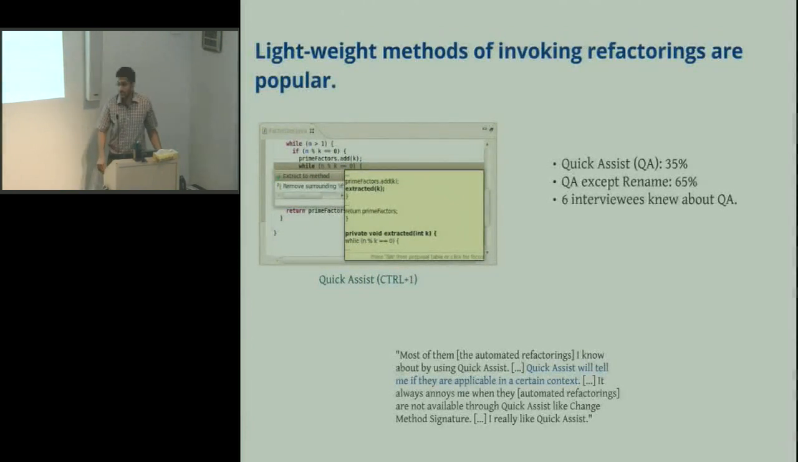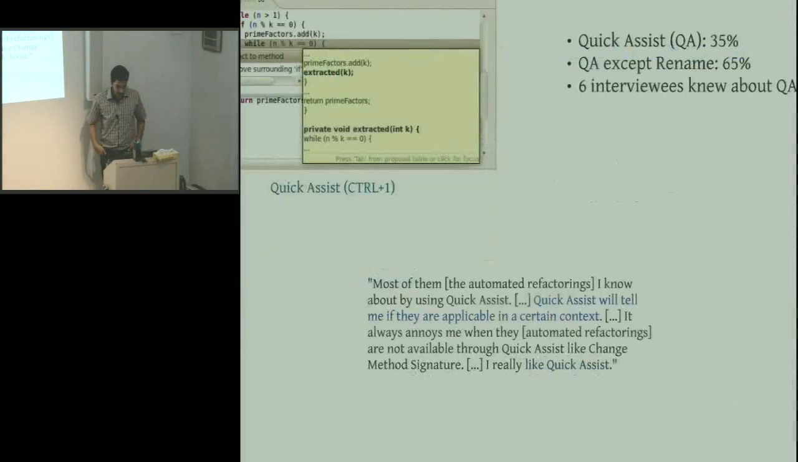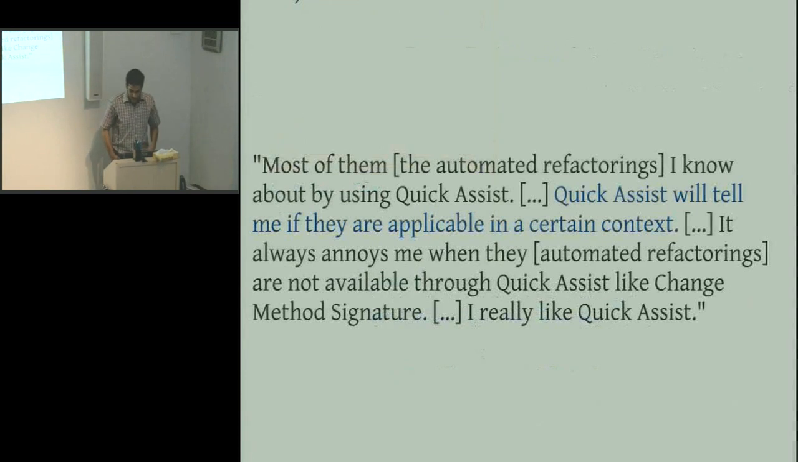Well, if you exclude renames from this list, the rate goes up to 65. So we think this is because rename is probably so common that people just use the shortcut key rather than going through the menu. This is a pretty significant portion of the refactoring invocation. 6 of our 9 interviewees know about this feature of Eclipse, so we asked them why they rely on it so much. Well, they gave us several reasons.